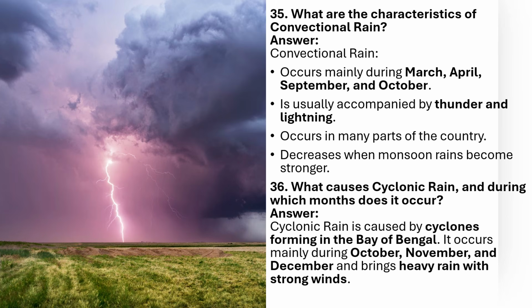What causes cyclonic rain? During which months does it occur? Answer. Cyclonic rain is caused by cyclones forming in the Bay of Bengal. It occurs mainly during October, November, and December and brings heavy rain with strong winds.